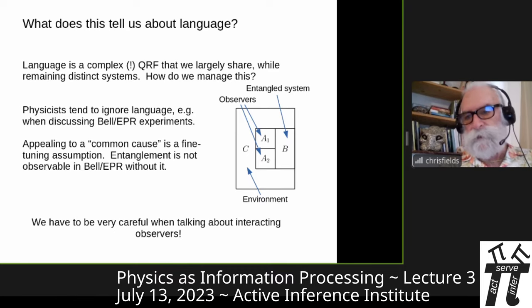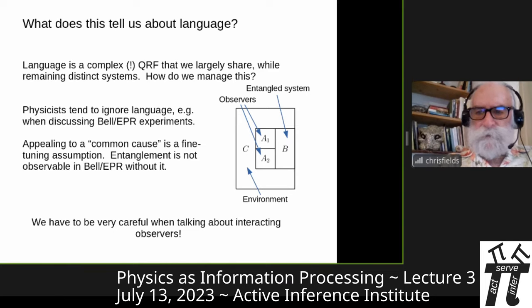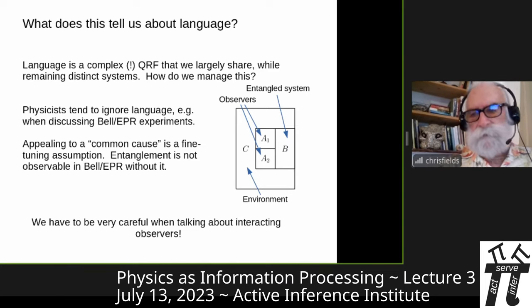So, for example, in talking about a Bell EPR experiment, which is a canonical experiment for measuring entanglement, the observers have to be able to share their results or they can't observe entanglement, right? The observed result is a bunch of observational statistics that violate Bell's inequality, and those statistics can only be computed given the results that both of the observers obtain. So the observers have to share a language to encode these results. So how come the observers aren't entangled? How come they are still separable?